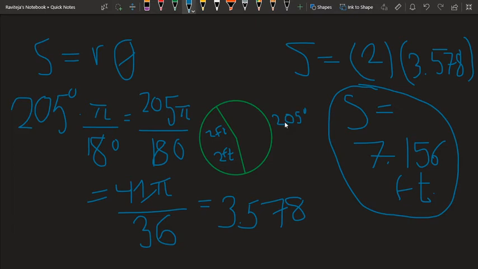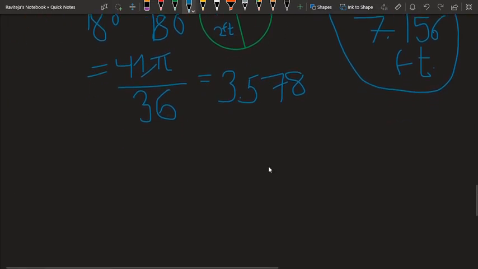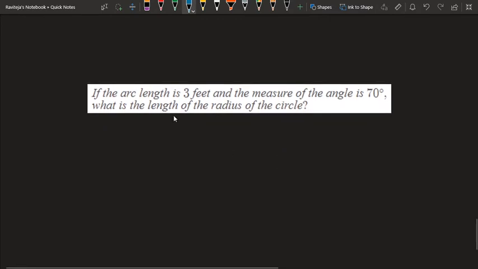So as we move on to our last practice problem, this one is a different type, and let's read the practice problem first. If the arc length is 3 feet and the measure of the circle is 70 degrees, what is the length of the radius of the circle? So how is this one different? Well, in this case, we're given the arc length and the measure of the angle. Usually we're given the radius and the angle, but in this case we're given the arc length. And they're asking us to solve for the length of the radius.